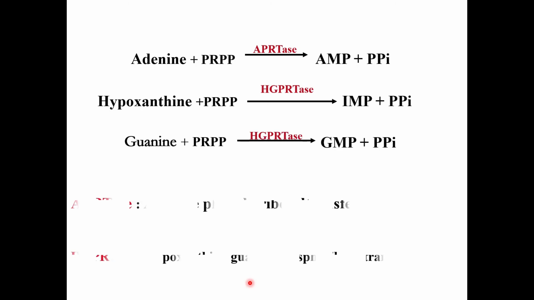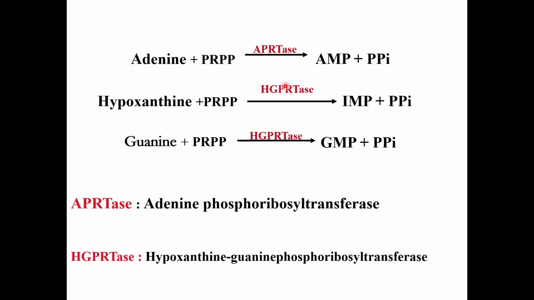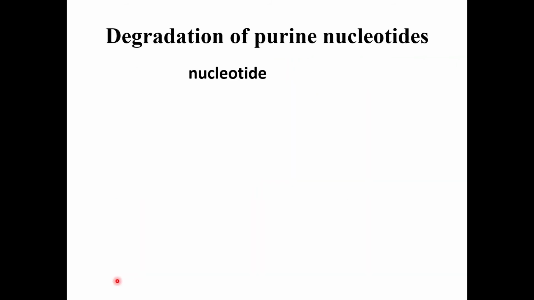This adenine plus PRPP, in presence of APRTase, will form AMP. Then hypoxanthine plus PRPP, HGPRTase will give you IMP. Guanine and PRPP, in presence of HGPRTase, will form GMP. So these are the steps of the salvage pathway. So you need to remember both these enzymes, APRTase as well as HGPRTase.